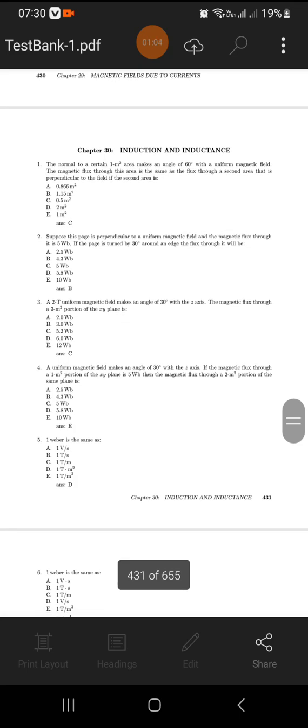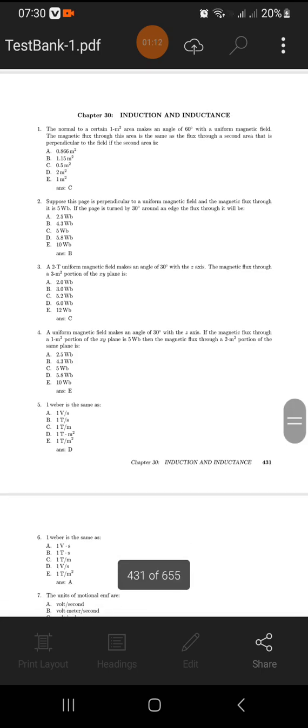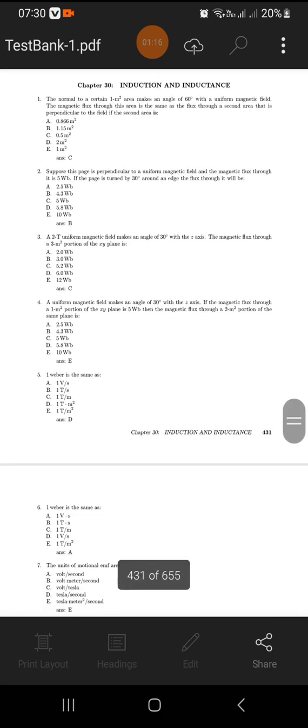Suppose this page is perpendicular to a uniform magnetic field, with flux 5 Weber, and then tilted 30 degrees around an edge. The flux will be B, 4.3 Weber.